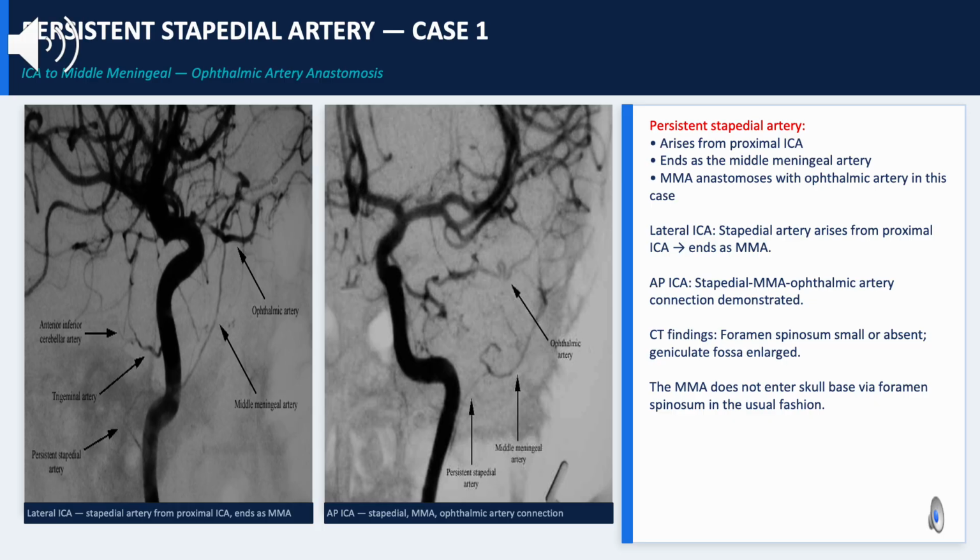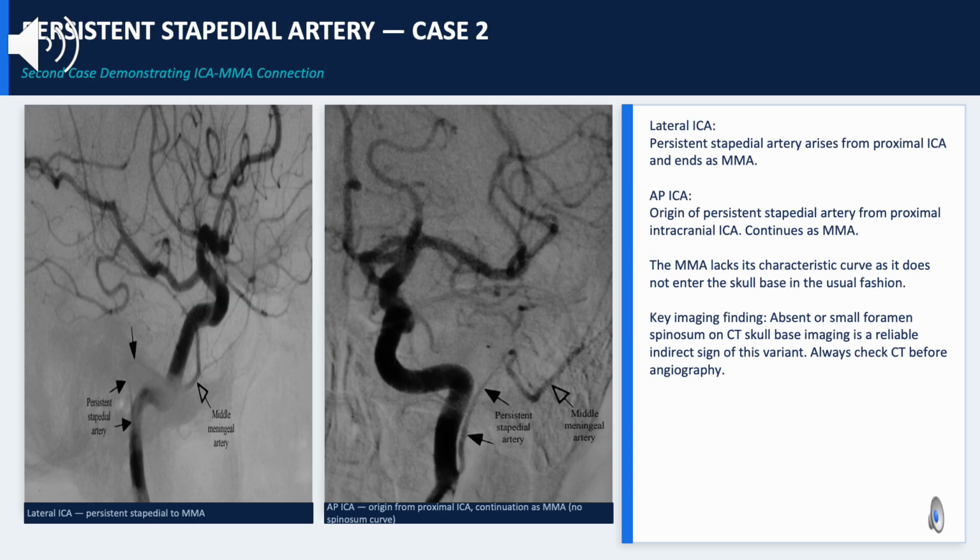An enlarged geniculate fossa on temporal bone CT is the second CT sign. On angiography, the diagnostic features are: the MMA fills on ICA injection, the MMA has an unusual course without the normal curve at the foramen spinosum, and the MMA anastomosis with the ophthalmic artery. Always review skull base CT windows before interpreting a vertebral or carotid angiogram. CT bone window can provide the diagnosis before contrast is injected.